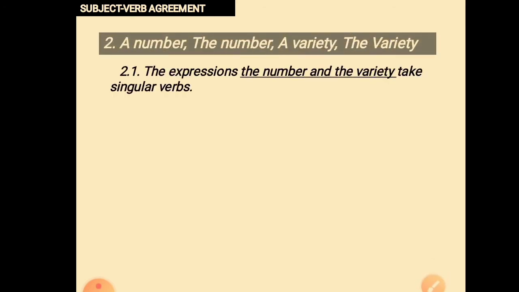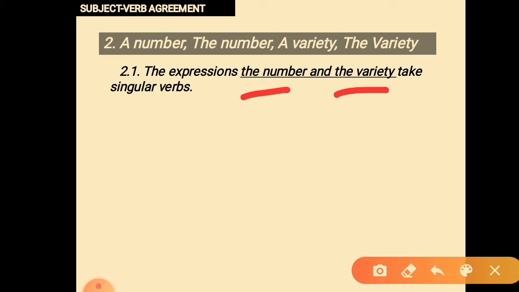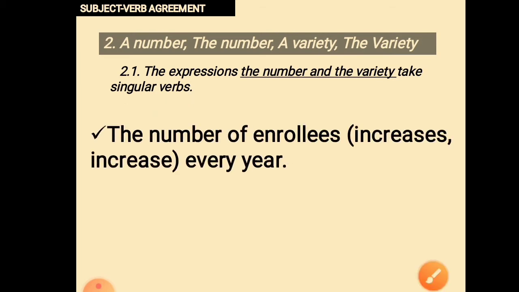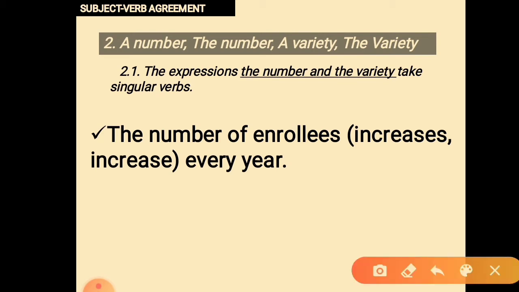So, in this case, the expressions the number and the variety take singular verbs. Again, the number and the variety take singular verbs. Singular sila, ha? Like for example, the number of enrollees increase every year. So in this sentence, you have noticed the expressions the number, right? So the rule says that if the expression has the number, the variety, it takes singular verbs.